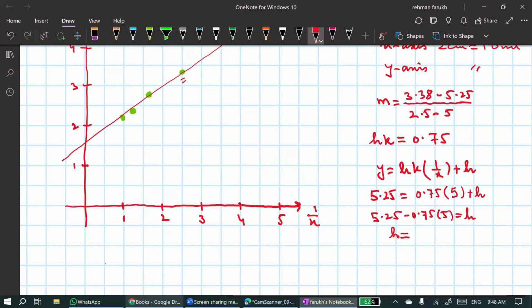Come on, how is 0.75 being multiplied? 5. The value of 1 over x is 5. 5.25 minus 0.75 into 5. Yes beta, why is it taking so long? Sir, 1.5, 1.5. 1.5 exactly.